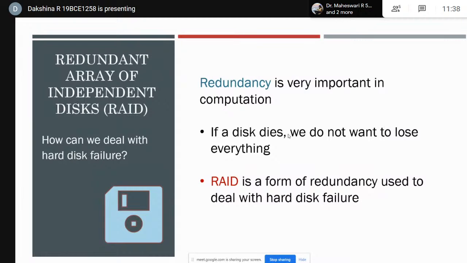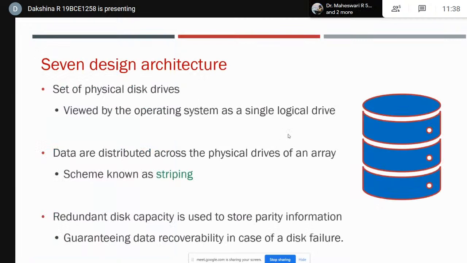Because of the use of multiple disks, it increases the mean time between failures, and storing data redundantly also increases fault tolerance. So RAID is a form of redundancy used to deal with hard disk failure. RAID arrays are treated as a single logical drive by the operating system. RAID employs the techniques of disk mirroring and disk striping. Mirroring will copy identical data onto more than one drive, and these partitions help spread data over multiple disk drives. Each drive's storage space is divided into units ranging from a sector of 512 bytes up to 7 megabytes.